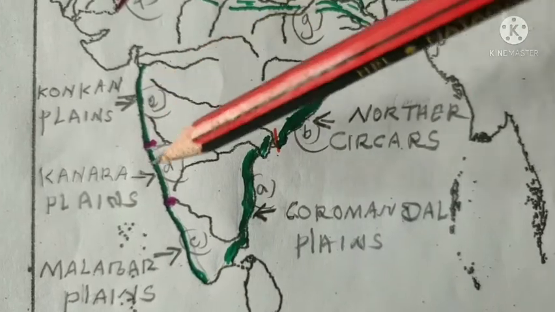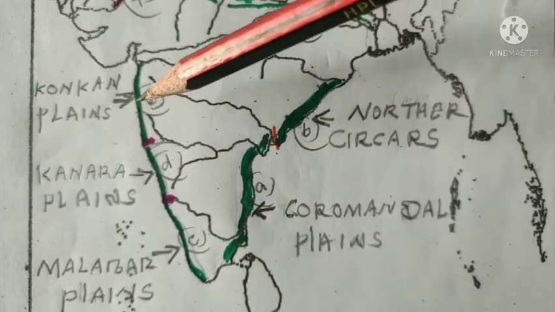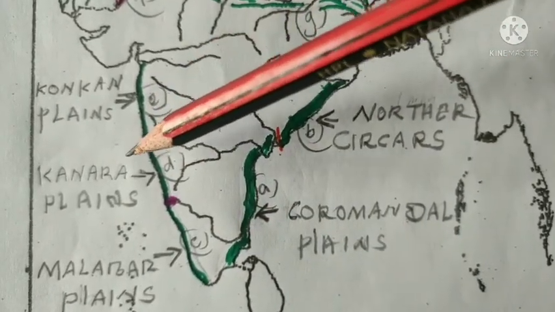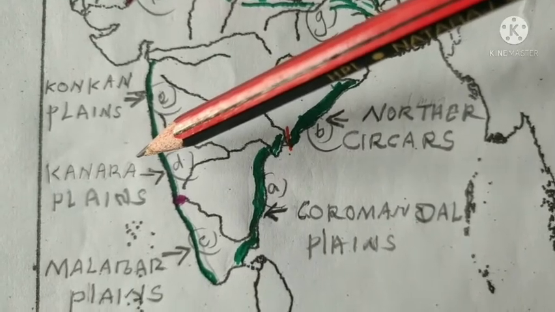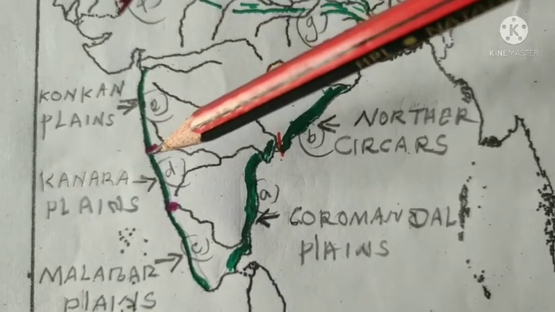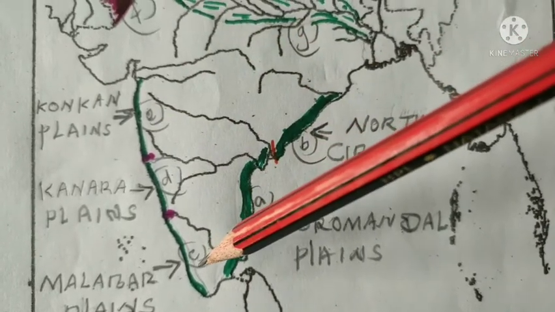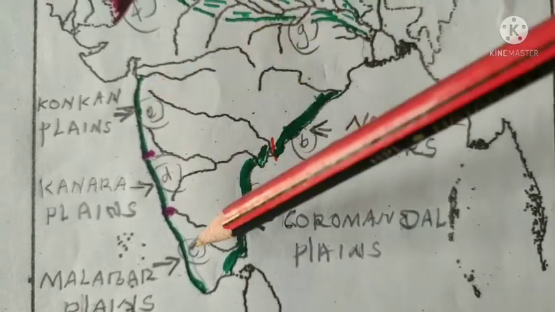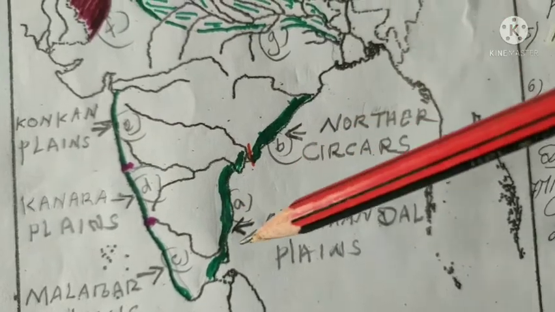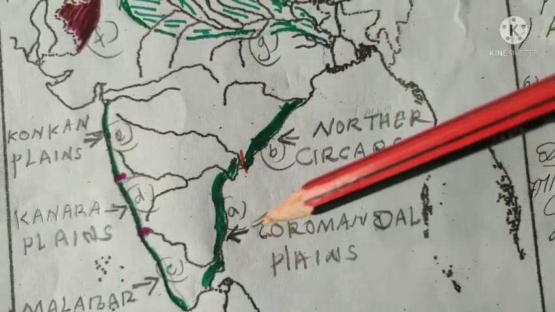While marking this you have to remember one thing: your marking should not go out of the boundary. If it goes out of the boundary you will not get the mark. Similarly, it should not touch the river also. So this is a very thin strip also. And next is the Eastern Coastal Plains.